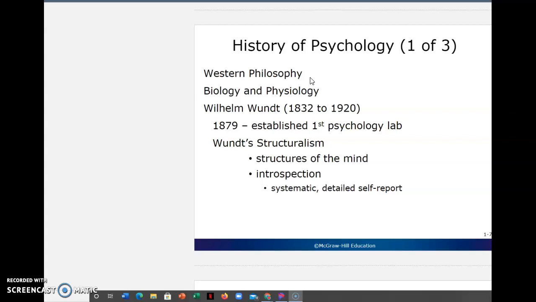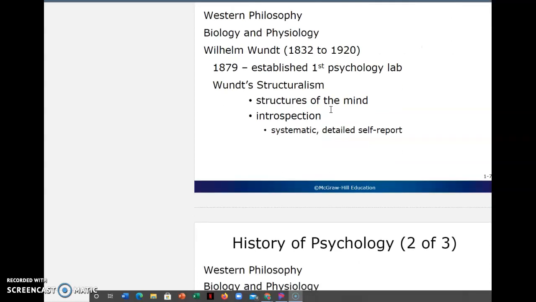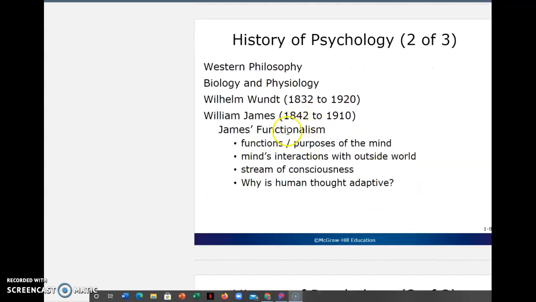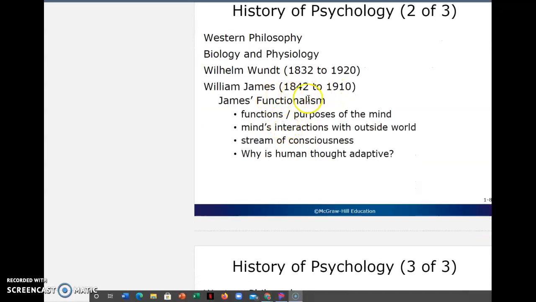After structuralism, which was established in 1879, Wundt was studying from 1832 to 1920. In that time frame, but about 10 years lag, another early historian of psychology, as we now call them, came along, and that was William James, from about 1842 to 1910.